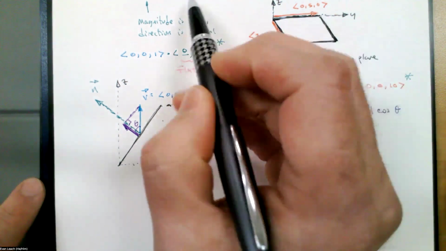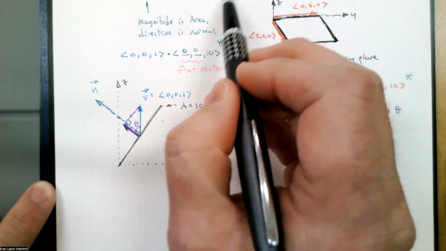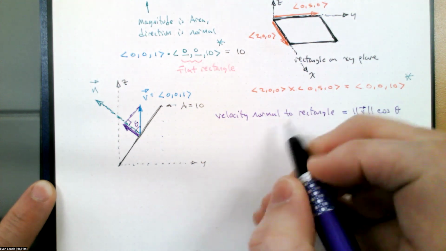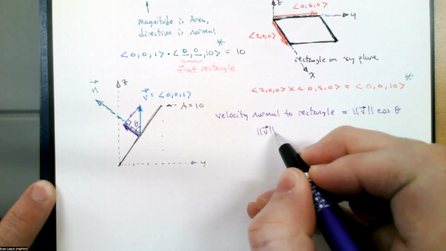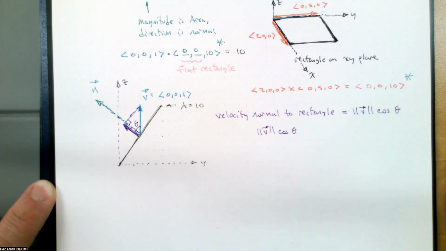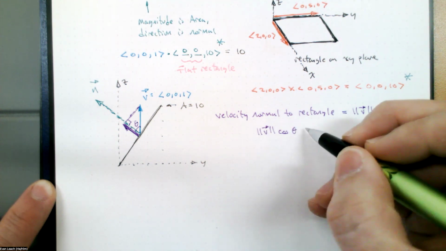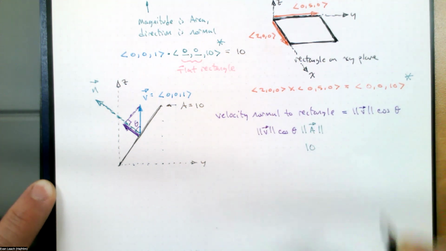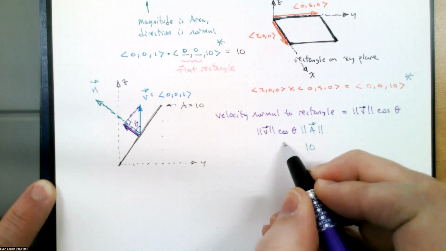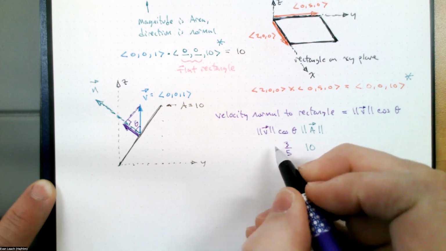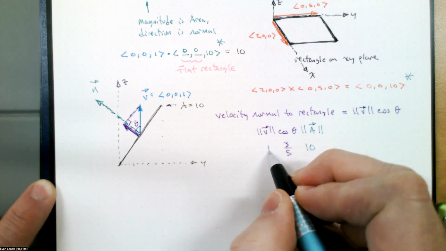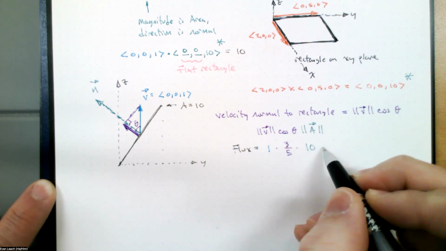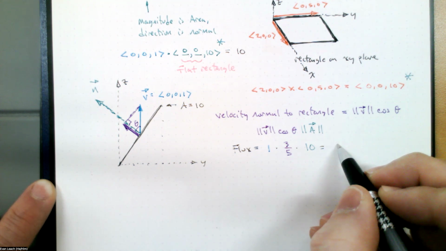So, in terms of magnitude of v times magnitude of a times cosine of theta, that's really kind of going with the v over here. So I'm going to have the magnitude of v times the cosine of theta times the magnitude of the area vector. And for that, we just need the 10. Cosine is 3/5. And the magnitude of v is 1. And so our flux is 6.